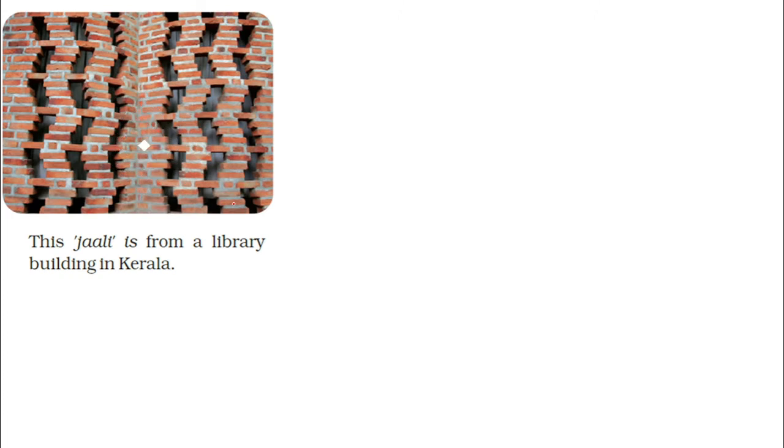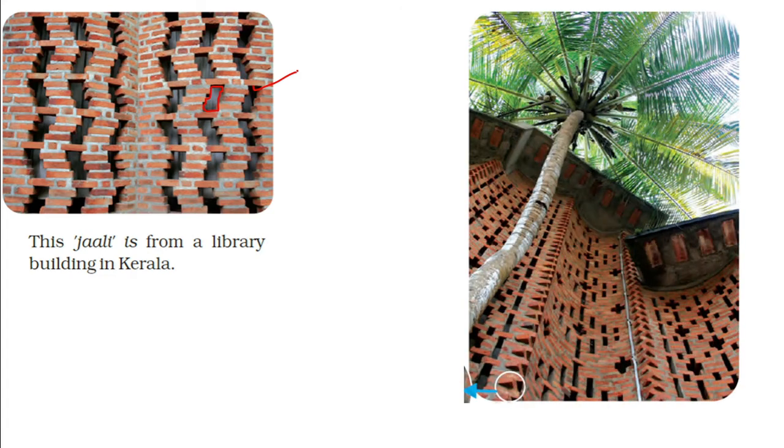Now look at this. This is another form of jali, from a library building in Kerala. What is a library? A library is a place where you will find a number of books and you can sit there and read the books. So this pattern we have made here.